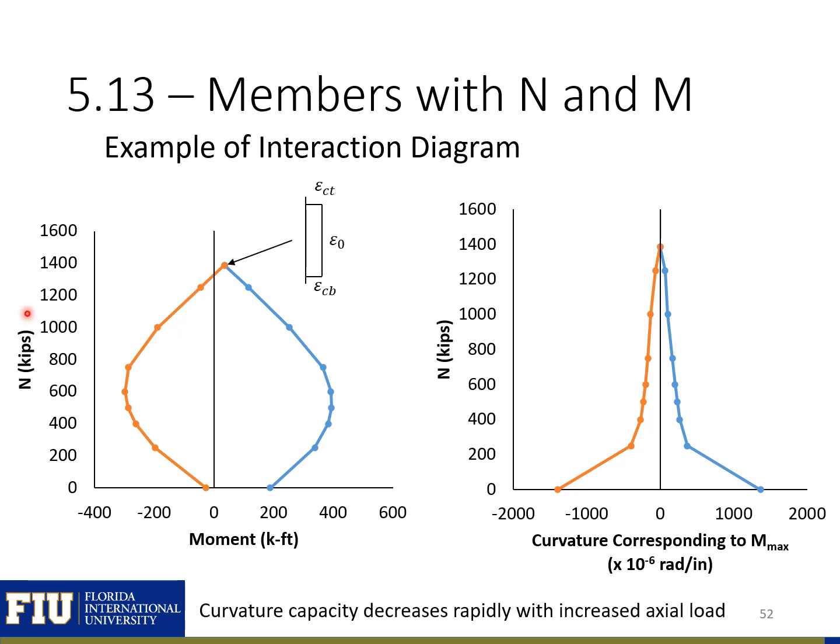We can see here example interaction diagrams for the section that we saw on the previous slide. Here you can see the moment and axial loads, based on positive or negative bending of the section, and you can see the corresponding curvature. What we can see is that as the axial load increases, our curvature capacity dramatically decreases. So in general, a compression axial load will decrease the ductility of our sections.